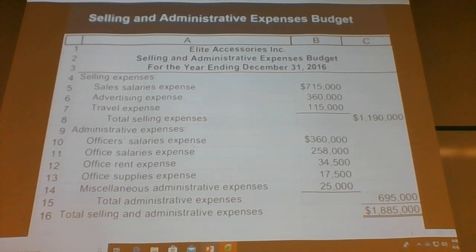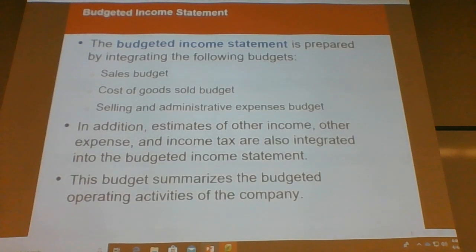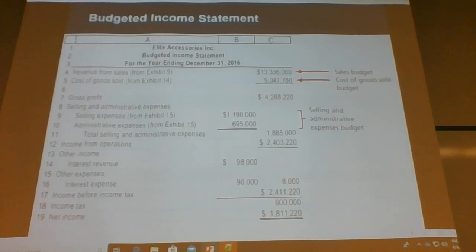Even though these represent what are called period costs rather than product costs, we still have to account for these items. If we think about the budgeted income statement, we've already discussed the sales budget and the cost of goods sold budget, and this selling and administrative budget is the final component. After we have all three of these budgets completed and estimates have been made, we can come up with our budgeted income statement. And so here we have one.